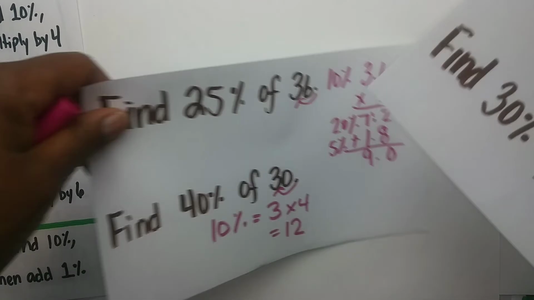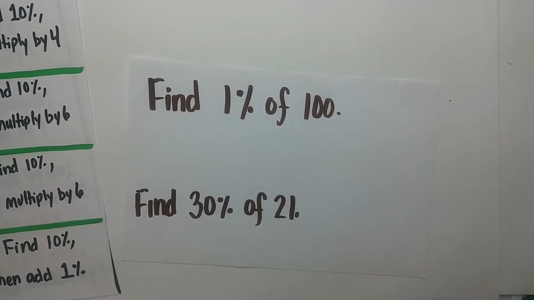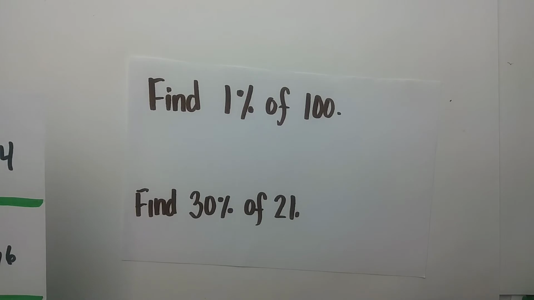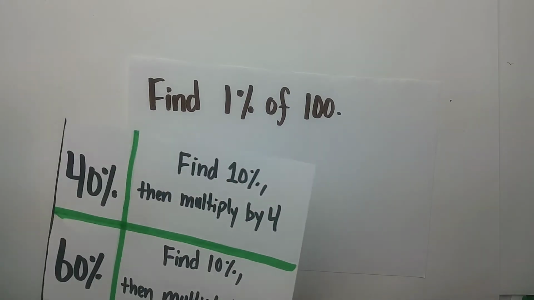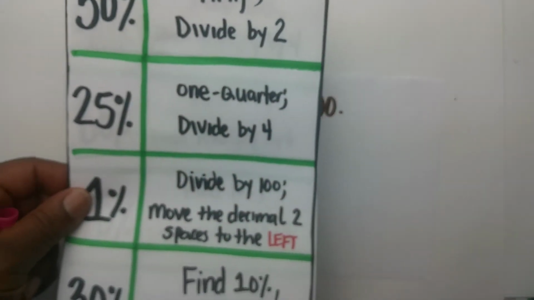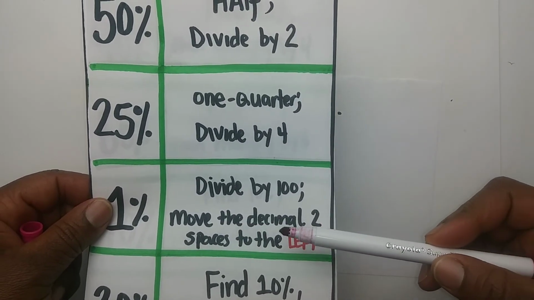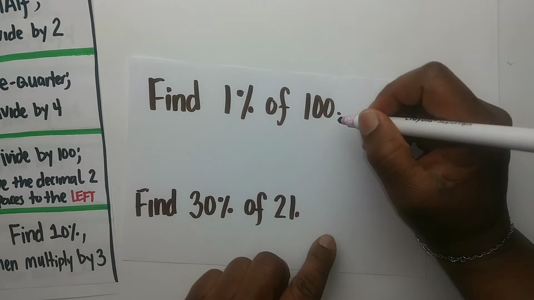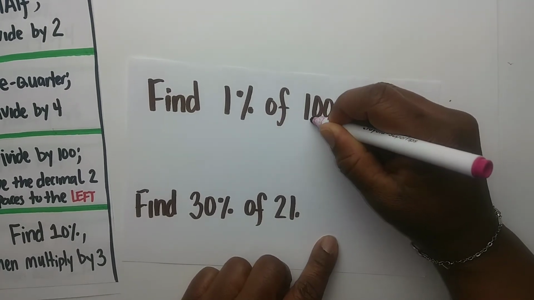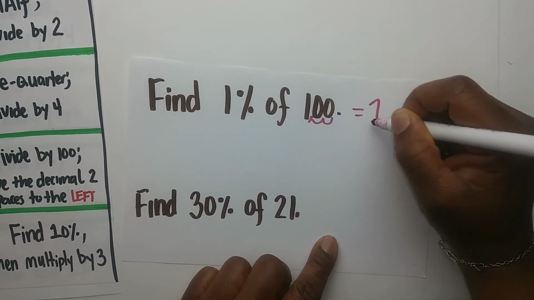Okay, take a look at this one. In order to find 1%, I need to move the decimal place how many units, in what direction? Now, I can divide by 100 or I can move the decimal 2 spaces to the left, which will give me the same. And 100 divided by 100 is simply 1.